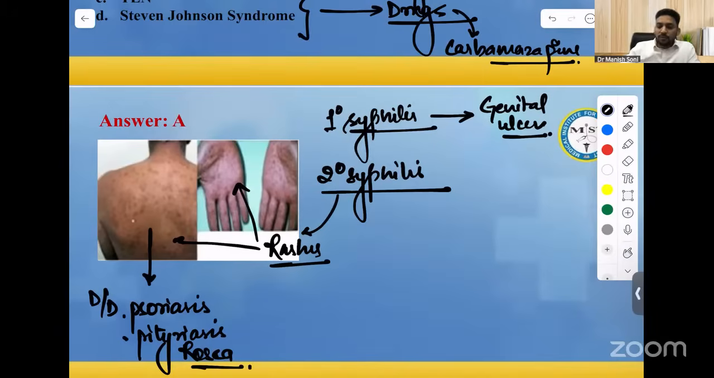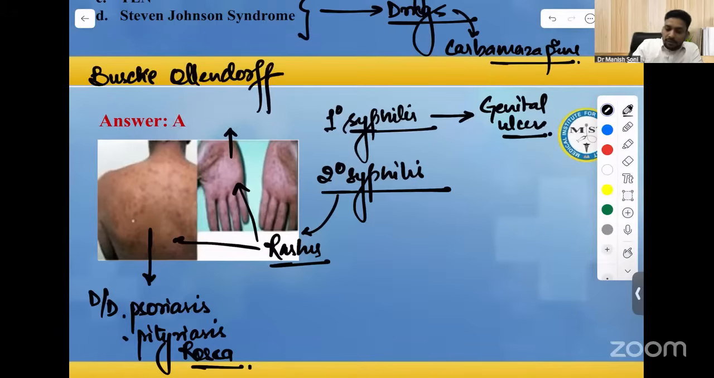Now, when they develop over palm, they are very tender to touch. When you palpate them, they are tender. There is tenderness. This is known as Buschke-Ollendorff sign. So Buschke-Ollendorff sign is seen in secondary syphilis. What is Buschke-Ollendorff sign? On pressing the lesions of secondary syphilis, there is deep dermal tenderness.